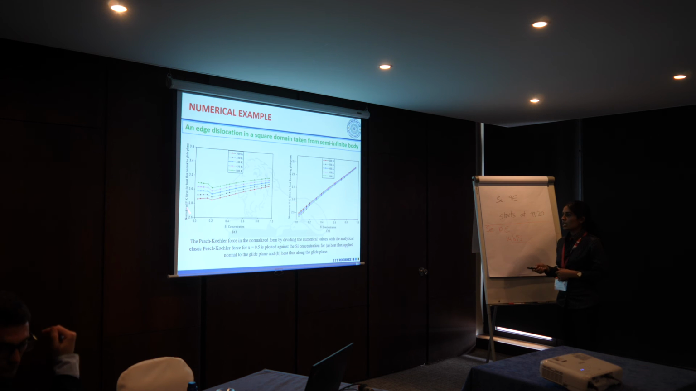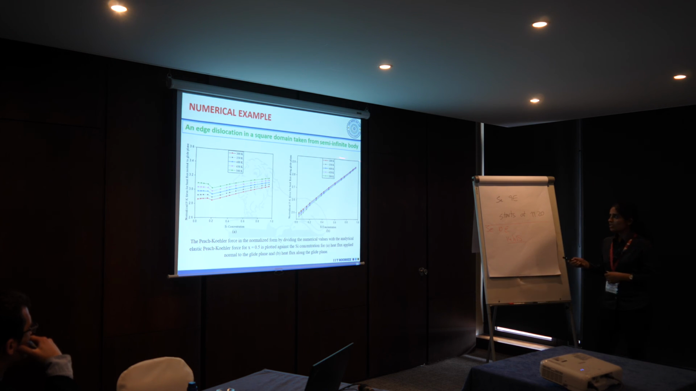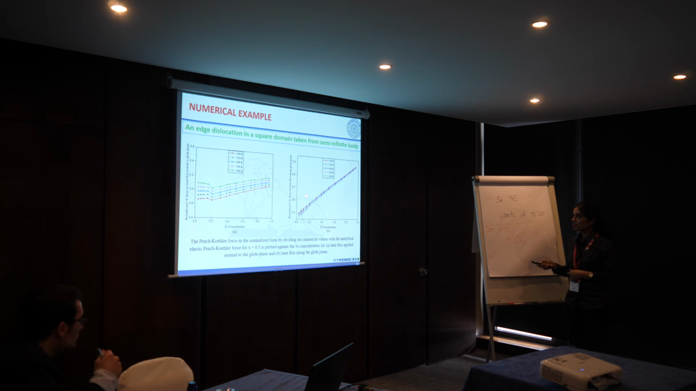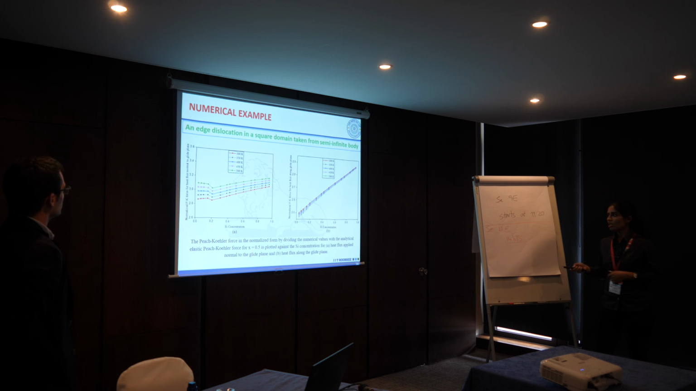This was the case for the heat flux normal to the glide plane, when we had negative temperature at the bottom surface and positive at the top surface. This one is the case when we apply the heat flux parallel to the glide plane. Here also we see the trend that as we increase the silicon concentration, the Peach-Koehler forces increase. But for increasing temperature, there is very little effect at high concentration, while at lower concentration, as the temperature increases, the Peach-Koehler force decreases.